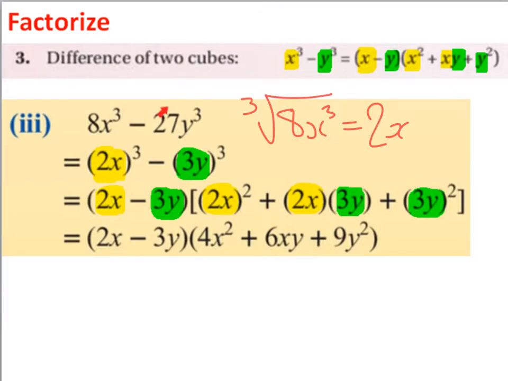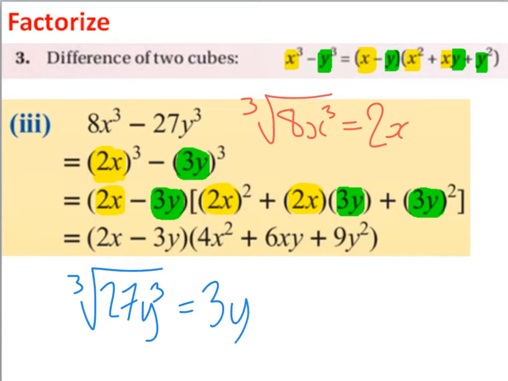So now we're going to do the same with 27y cubed. So the cube root of 27y cubed is going to be 3y, because 3 by 3 by 3 is 27, and y by y by y is y cubed. So the cube root of 27y cubed is 3y. So 27y cubed can be rewritten as 3y to be cubed. So everywhere you see a y in this formula, you're going to swap it for 3y. You don't swap it for 3y cubed, you swap it for 3y.